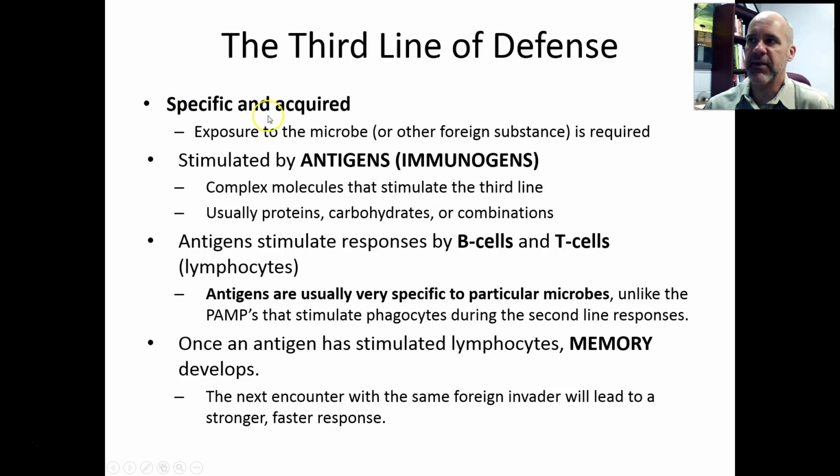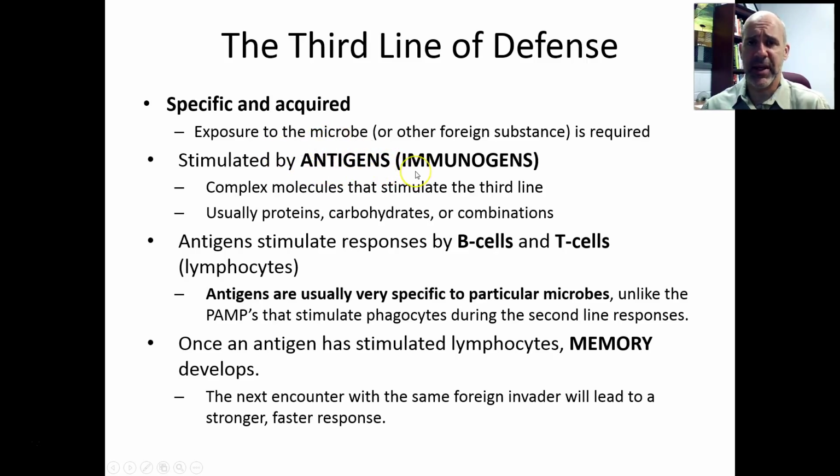So again, this is specific and acquired, so you're not born with any immunity from this third line of defense. You got to be exposed to the microbe before you generate this set of weapons. It's stimulated by molecules that are called antigens or immunogens. You can use either one of those terms. Antigen actually means antibody generator. Immunogen means it generates an immune response. But yeah, those terms are basically used interchangeably.